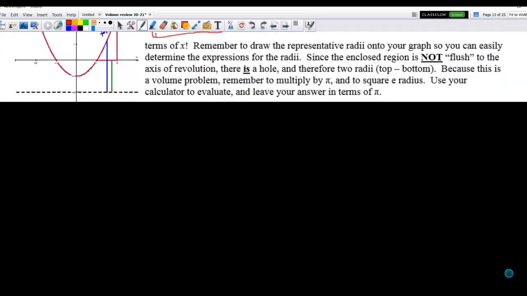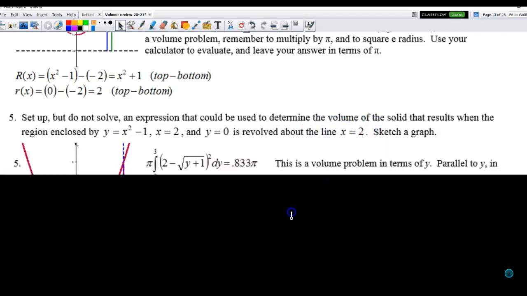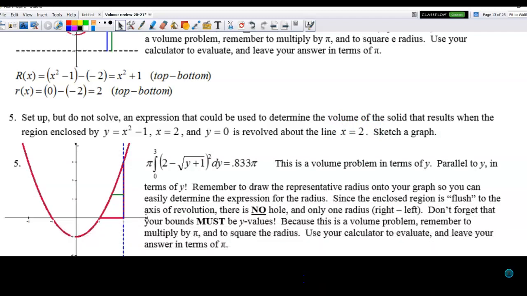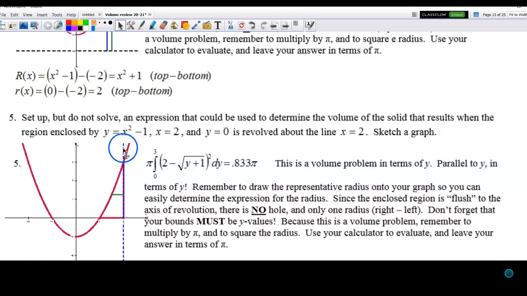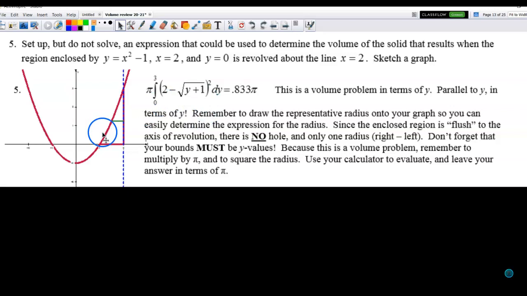All right, let's go to problem number 5. In problem 5, we are using the same region. We're revolving. We have volume. We're going to make circles, pi r squared. This time we're going around the line x equal to 2, so the same graph. But this time you'll notice at x equal to 2, I created my axis of revolution. There it is dotted in. And that region is totally flush to the line x equal to 2. There's no space, so there's no hole.